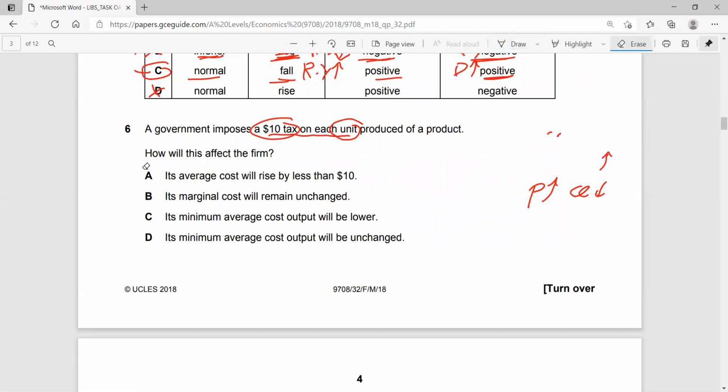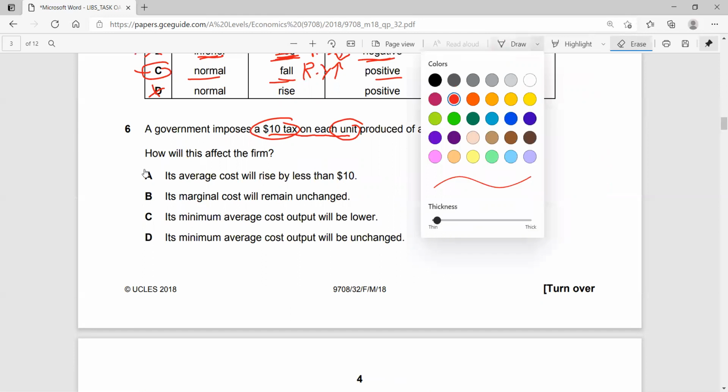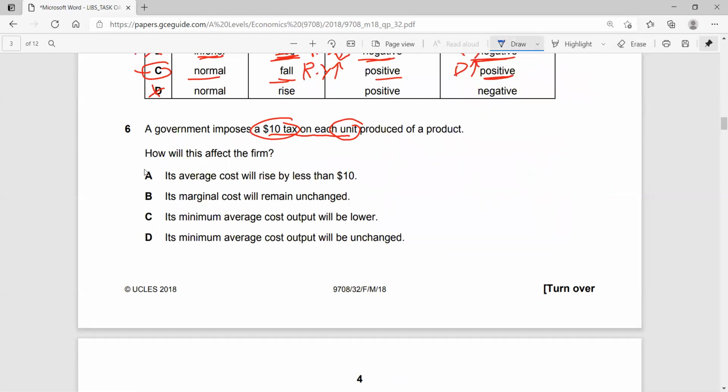Let's just rub this so that we have some space. You can also just use the new color. Right. So how will this affect the firm? Its average cost will rise by less than $10. This is untrue. The average cost will rise by exactly $10. So if you have this graph, the quantity and average cost, if this was your old average cost, it will just rise by exactly $10. And the simple reason for that is because every unit you're producing, there's a $10 additional tax on it.